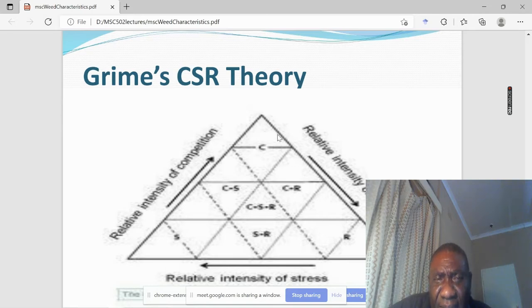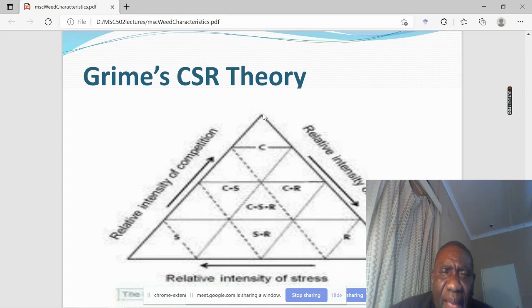It has this side here where we have a relative intensity of disturbance. This could be the plowing effect. Then relative intensity of stress. This could be moisture stress, soil fertility, nutrient stress. And this is relative intensity of competition by plants.